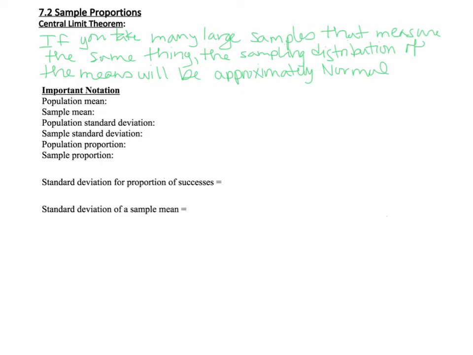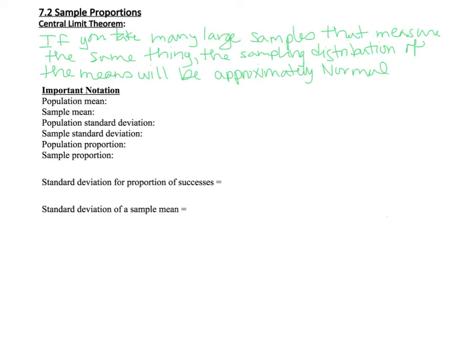The next section is about sample proportions. So we're going to start with the central limit theorem. The central limit theorem says that if you take many large samples that measure the same thing, for example, if you're measuring a mean, the sampling distribution of the means will be approximately normal. So this is going to apply for almost everything that we're continuing to do in the class.